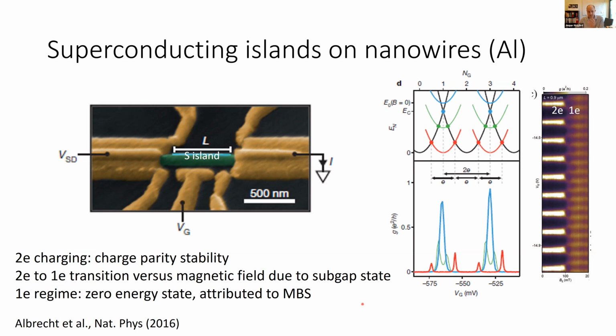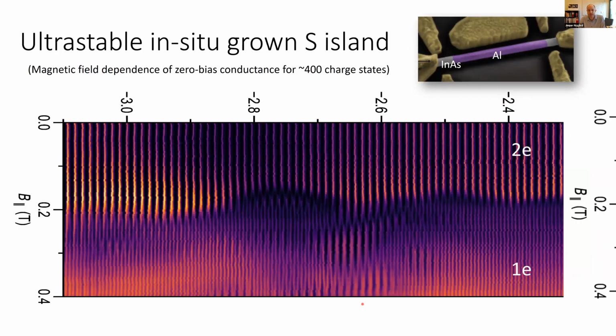This was a device made by regular top-down fabrication, and I'll show next one fabricated by shadow lithography. You see on the top, again, an aluminum island connected to indium arsenide leads and normal contacts. The plot shows the zero bias conductance as a function of the gate and an external applied magnetic field. You see 2e charging at zero field and a transition to some type of 1e patterns at high field.